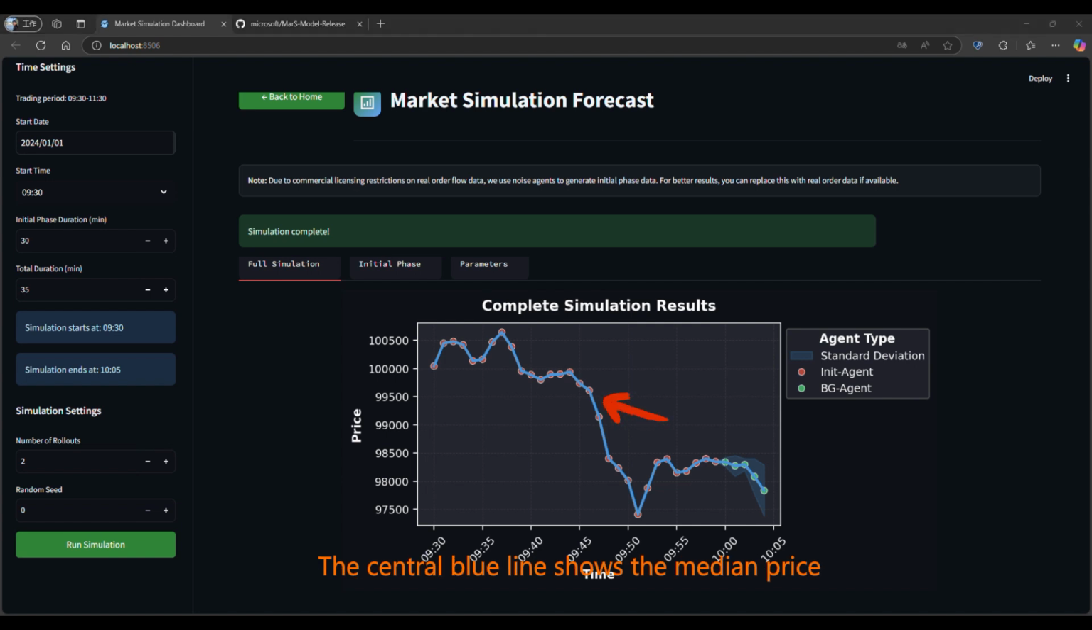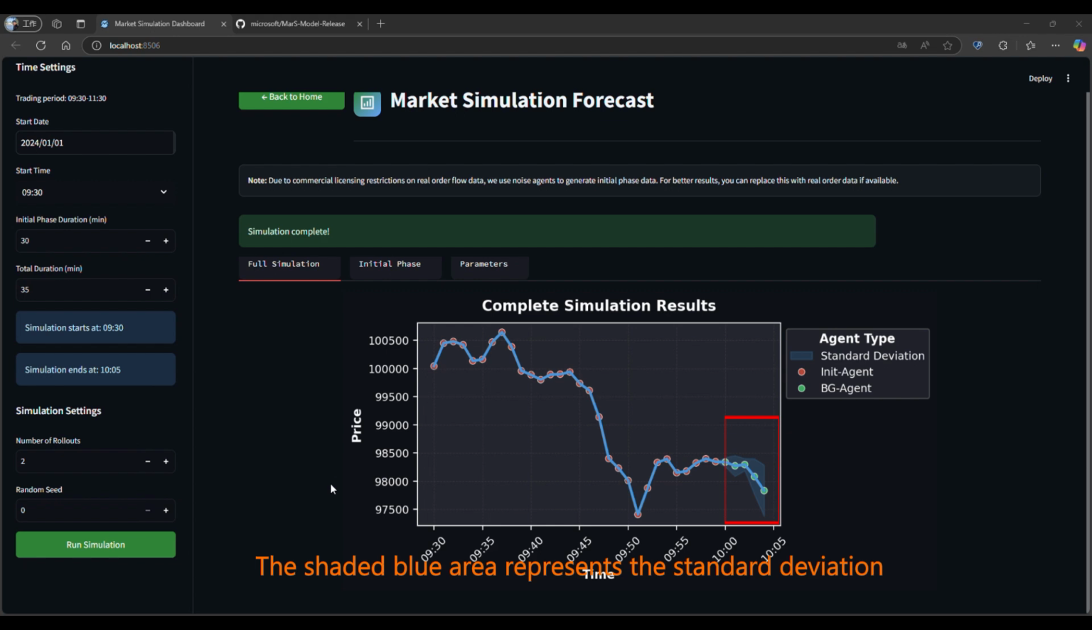The central blue line shows the median price trajectory derived from all the rollouts. The shaded blue area represents the standard deviation, giving us a visual sense of the forecast's uncertainty or the range of potential outcomes. The dots indicate which simulation agent was primarily active, the init agent for the setup phase, and then the BG agent, our background agent powered by the LMM, which generates the core forecast based on the evolving market state. This tool uses the generative power of the LMM to explore a spectrum of market possibilities, providing a richer view than a single-point forecast.